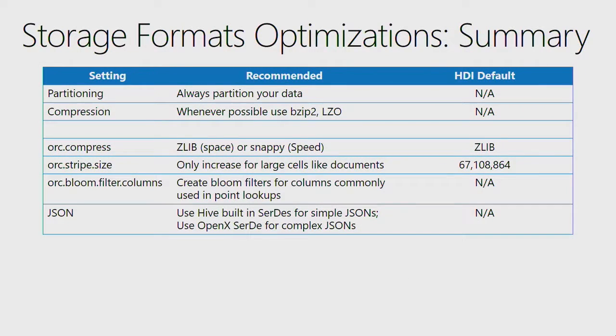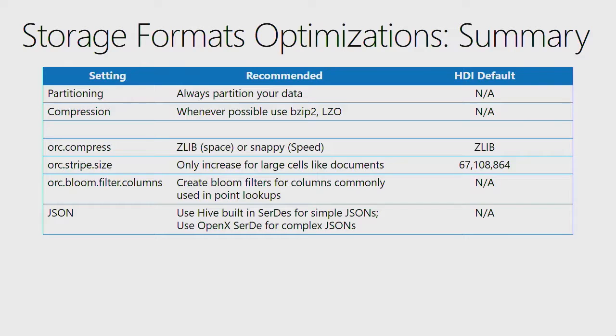Okay. So what are the key storage format optimizations? Always partition your data. When you use compression, use bzip2 or LZO. And when you use a columnar format, use ORC for Hive and Parquet for more mixed workload scenarios. And you can use different ORC settings for even further gains.